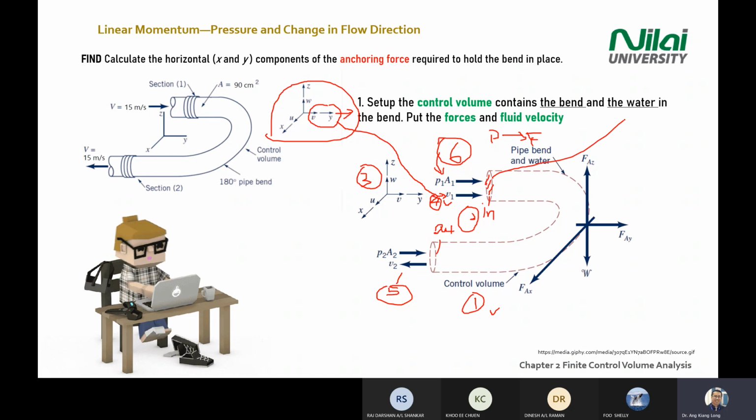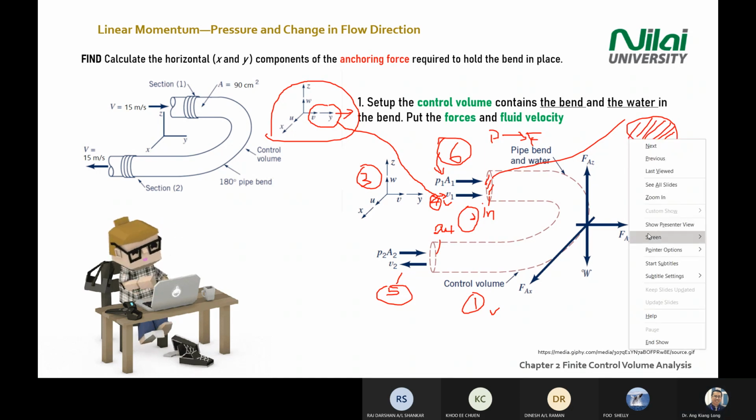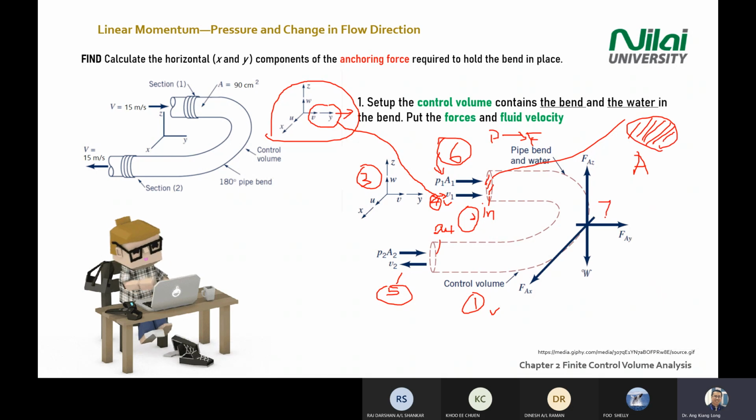You have to know already you're having a circular shape, and the diameter is given in the question, so you manage to find the area of the circle. After that, you continue with the anchoring force or the force components also. In this case, you have 3 components at this section in the middle of the pipe here. This one maybe you label as point A, and at point A you have the X direction, Y direction, and Z direction.